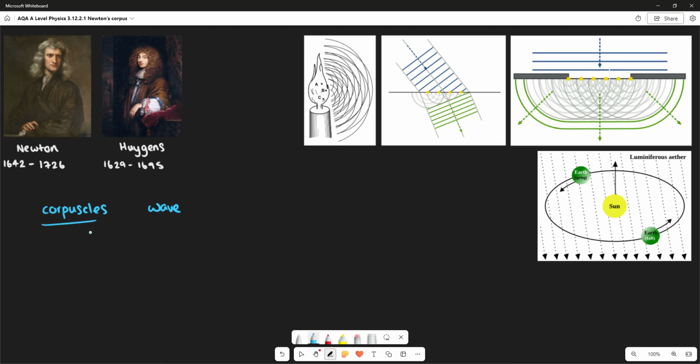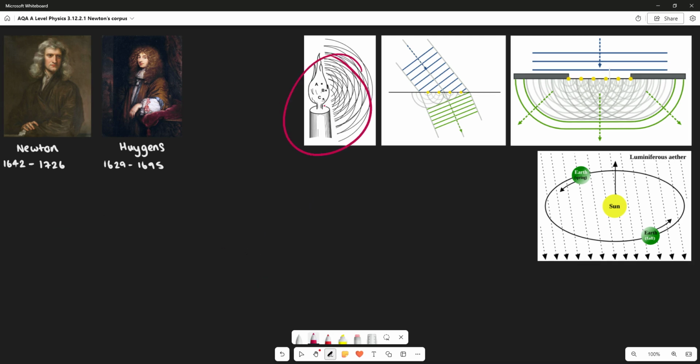Both of these theories could explain wave reflection, wave refraction, the dispersion of light, but only Huygens' wave theory could explain diffraction. Newton's corpuscular theory could not explain this phenomenon. Let's have a look at Huygens' theory more closely.